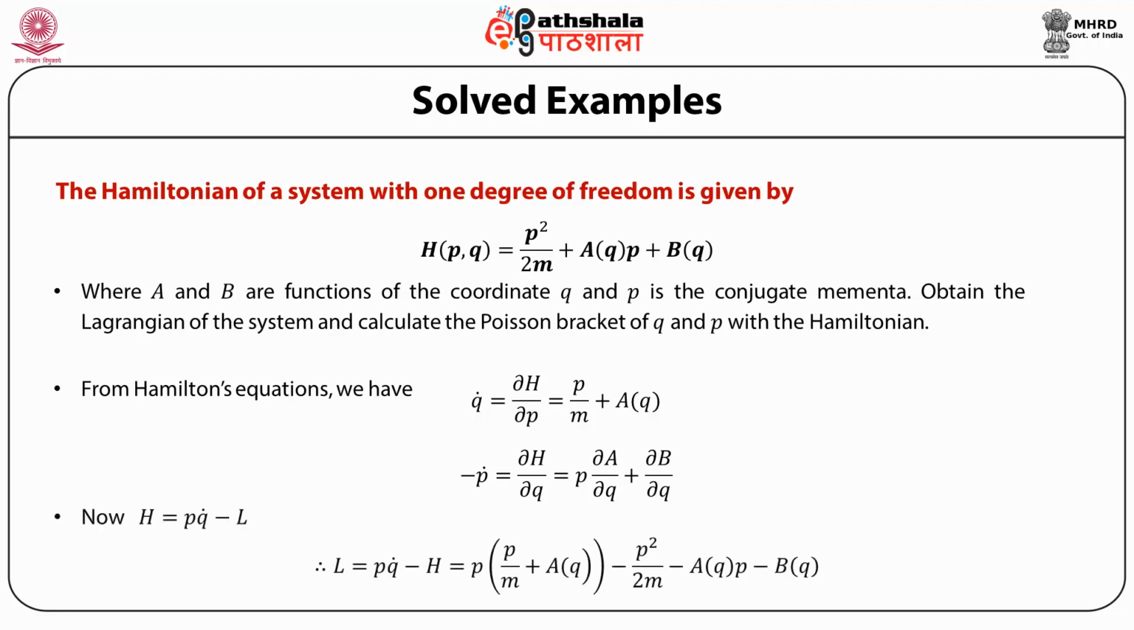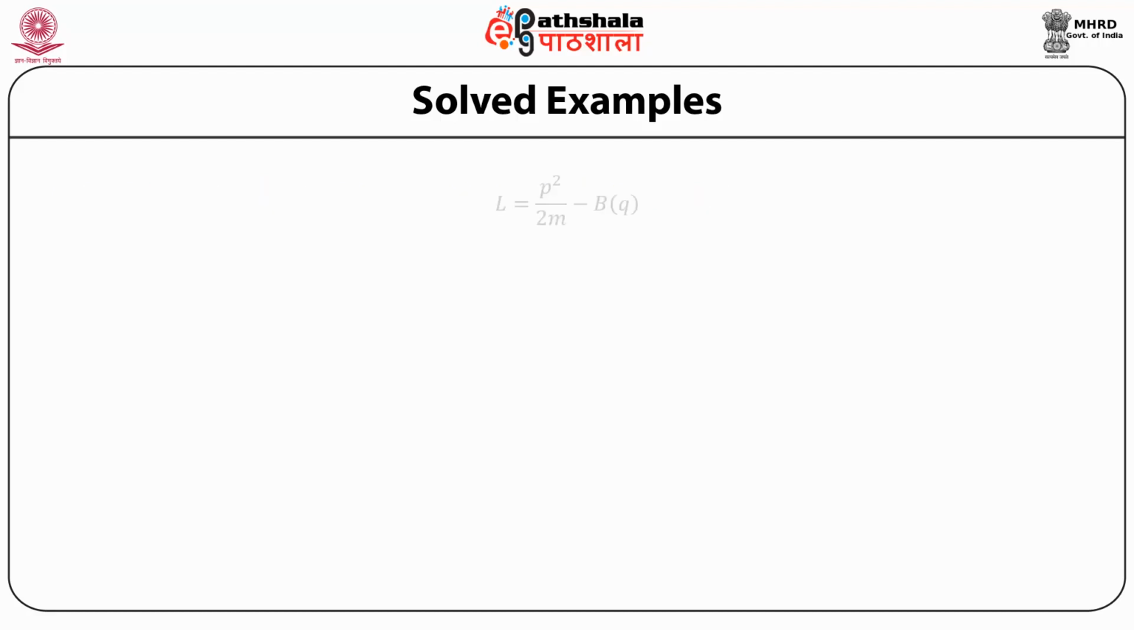And now, since the Hamiltonian is p q dot minus L, therefore L is equal to p q dot minus H. Substituting for H and for q dot from the equations of motion, we obtain L as a term which is given in the last line, which can be simplified to give L equal to p square by 2m minus b of q.